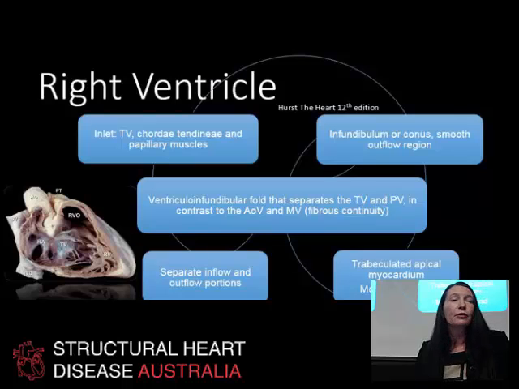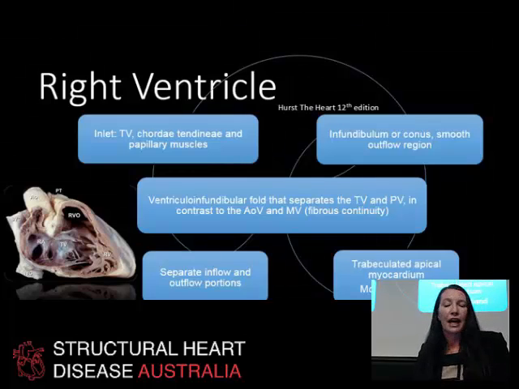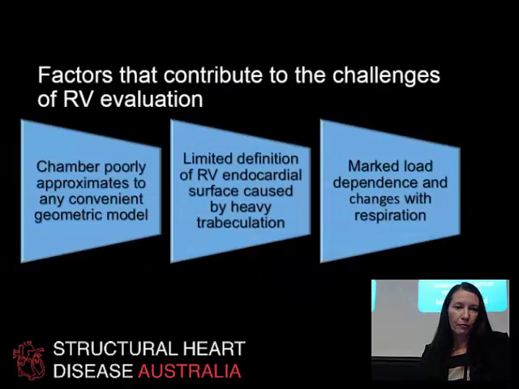So we have the inlet, which involves the tricuspid valve, the chordae tendineae and the papillary muscles, the ventriculo-infundibular fold that separates the tricuspid valve and the pulmonary valve, and this is in distinct contrast to the aortic and mitral valve fibrous continuity, the infundibulum or the conus and the smooth outflow region, and also the trabeculated apical myocardium, and of course the moderator band, which actually determines which chamber is actually the right ventricle.